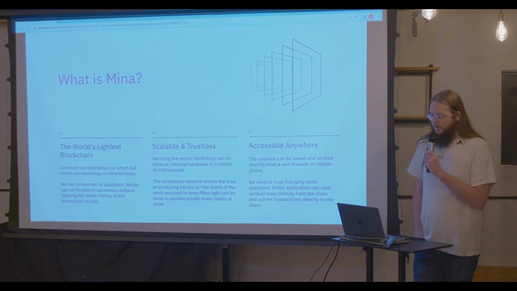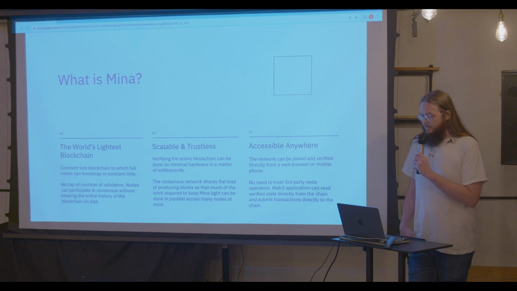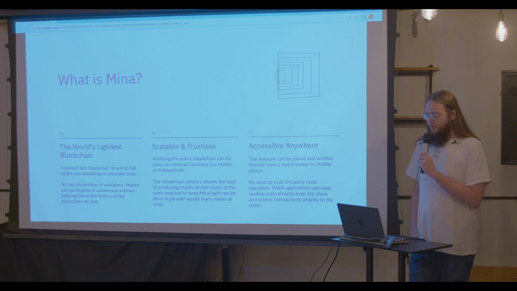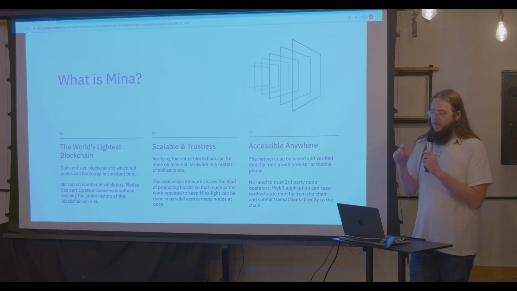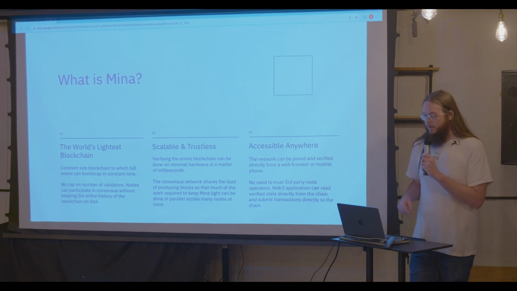participate in consensus. It's scalable and trustless, meaning that we verify the entire chain quickly, and all the heavy lifting that's required to keep the blockchain light is done in parallel across the network instead of being restricted in a bottleneck per block producer that's producing each block.